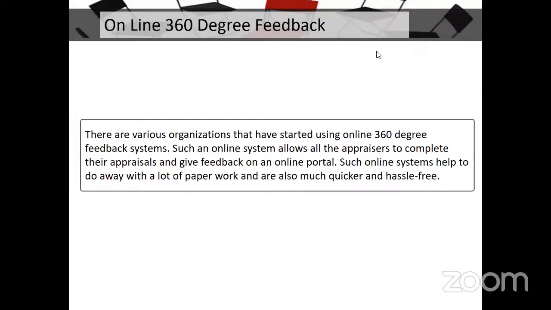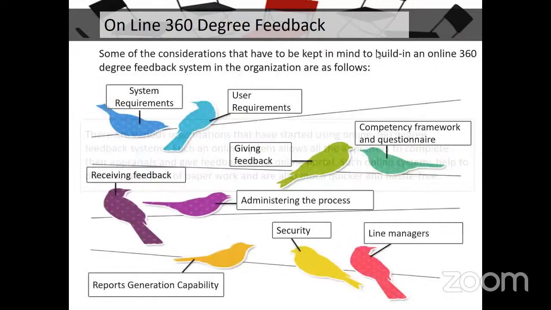In case you embrace the online, there are some factors that you need to have in place. One, you need to understand your system requirements, the user requirements, because again, if your people don't know how to use the systems, then that also becomes a drawback. The competency framework and the questionnaire, very critical. What framework do you have in place? And is this framework well understood? The giving of feedback, is it well defined in the system? Receiving of feedback, and how do you administer that process?